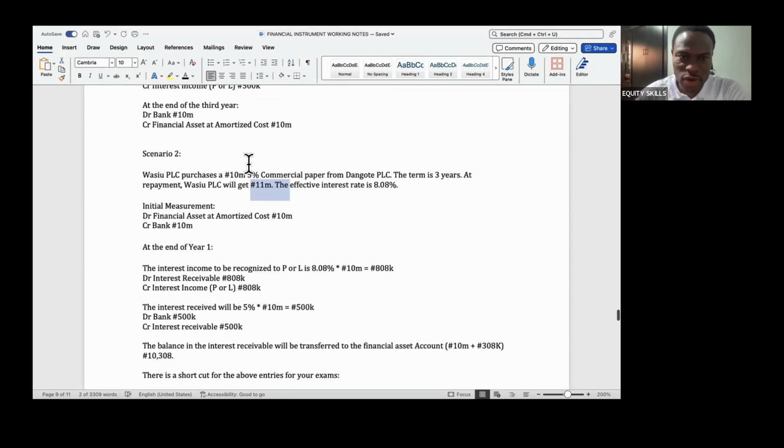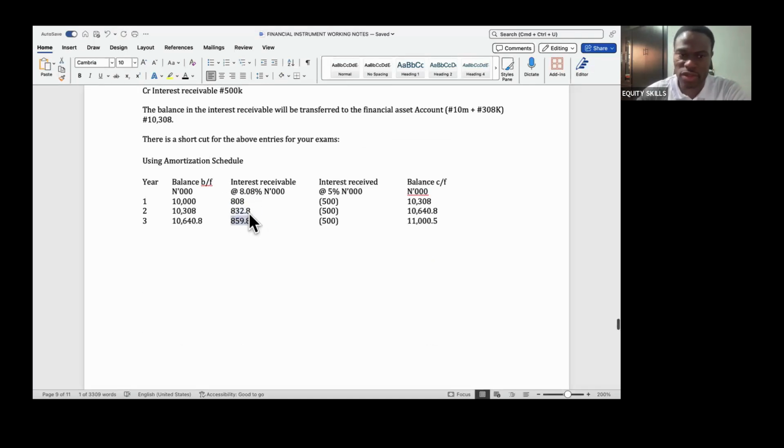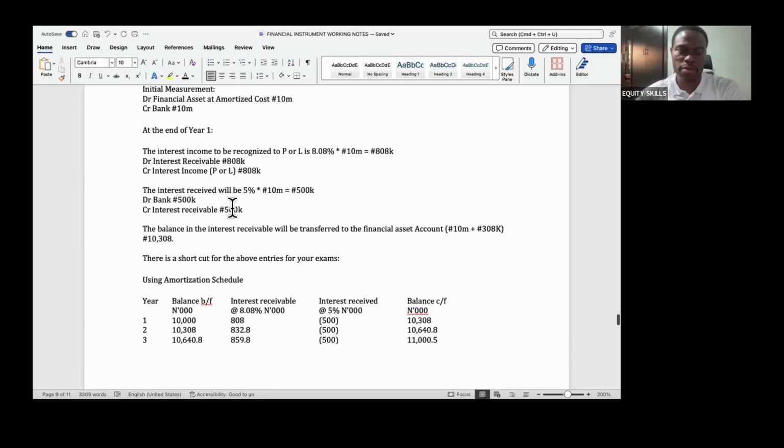And again, if you look at it, this 5% of 10 million is 500 every year. For 3 years is 1.5 million. If you add this extra 1 million, it makes 2.5 million. This one I said goes to P&L every year. If you add the 3 years together, it should give you 2,500. So that goes to show that this 8.08% has really spread the income over 3 years. Okay, so that's basically that.